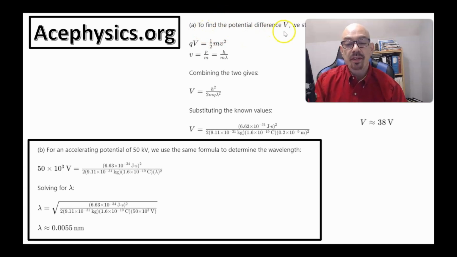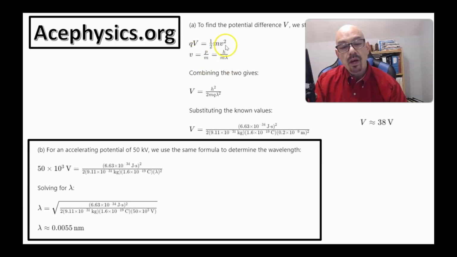To find the potential difference V, we first set up conservation of energy, and we say the potential energy equals the kinetic energy, so qV equals 1/2 mv squared. This is for the electron. Now we know v is equal to p over m, but p is h over lambda, so we can write v, the velocity of the electron, in terms of its wavelength, because this is matter waves that we're talking about here.